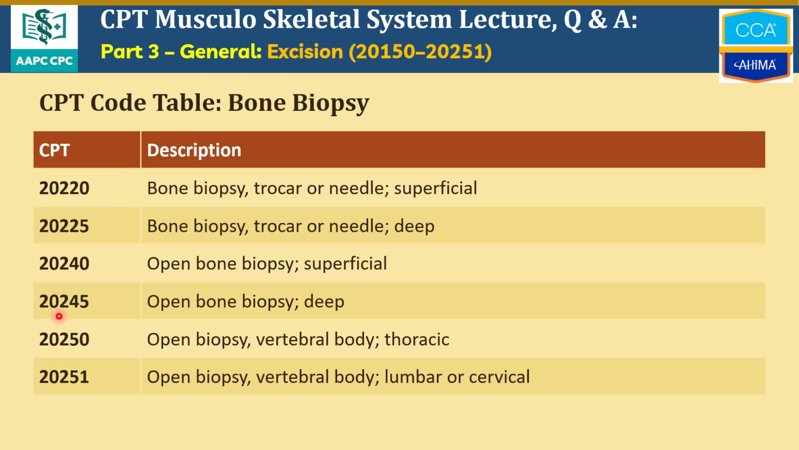Bone biopsy, there are 6 codes: 20,220 for bone biopsy trocar or needle superficial, 225 for bone biopsy trocar or needle deep, 244 open bone biopsy superficial, 245 for open bone biopsy deep, 254 open biopsy vertebral body thoracic, 251 for open biopsy vertebral body lumbar or cervical.